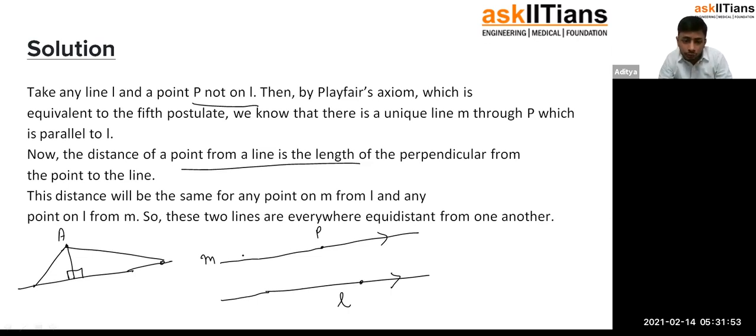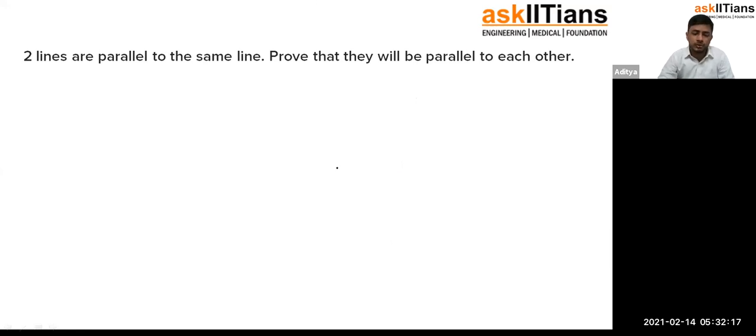So of course, if we take any point on M, P point we take or Q point we take, then these perpendicular distances will always be the same, since these are parallel lines, and hence we can say that these two lines are everywhere equidistant from one another. So that's how we can solve this question, correct? Now let us see another question which we were talking about.